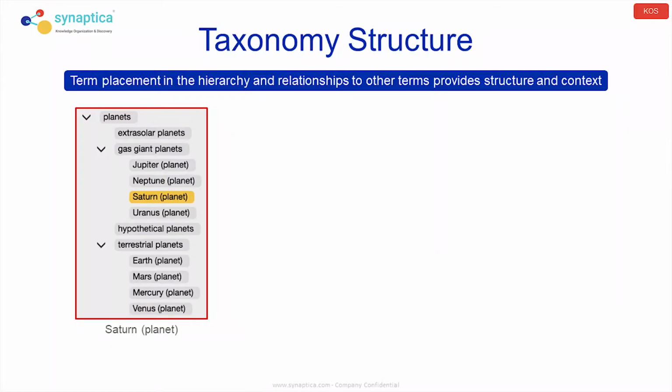A taxonomy structure can provide the hierarchy and the relationships to other terms which can become imposed on the structure, providing meaning. So, in this case, we have Saturn the planet. This is from the NASA thesaurus. It's under planets, as you can see. That's its top-level parent in this particular hierarchy. Above it is gas giant planets. And then we have its siblings, which are Jupiter, Neptune, Uranus.